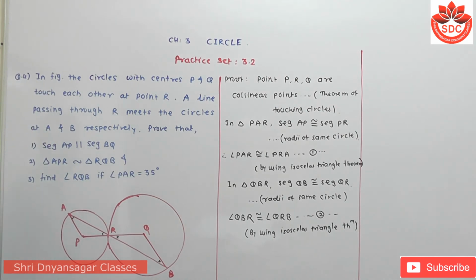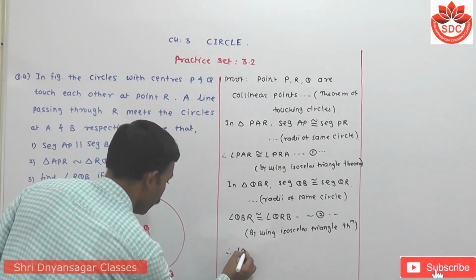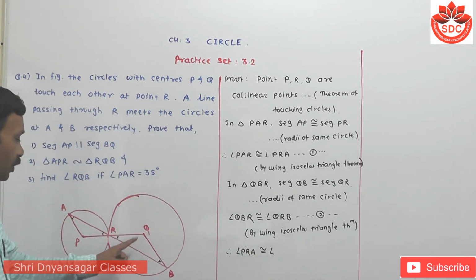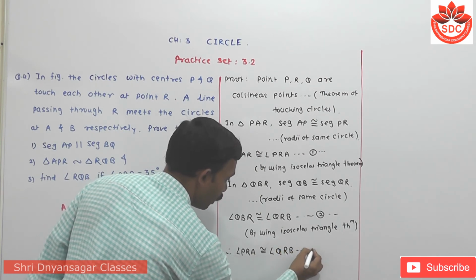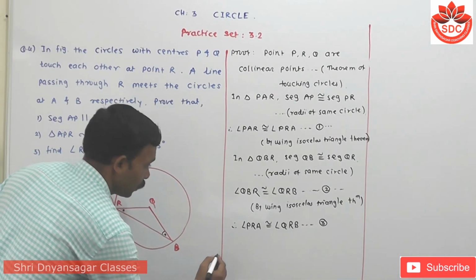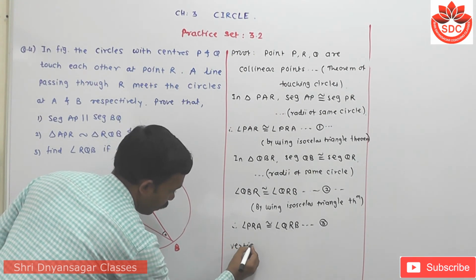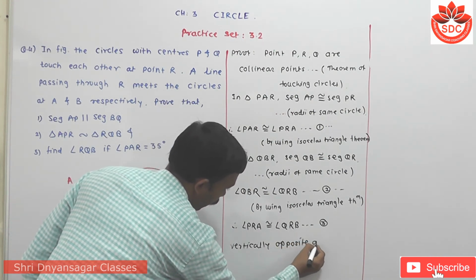Now student, next point is these two angles are congruent because they are vertically opposite angles. So I have to take here, therefore angle PRA is congruent with angle QRB. Equation take as third. The reason is vertically opposite angles.